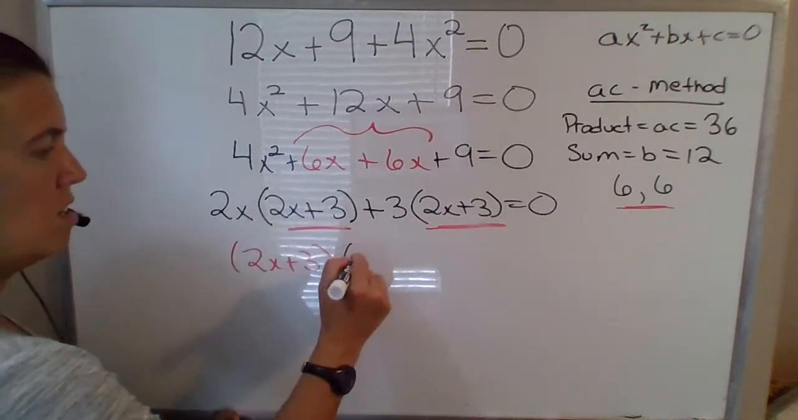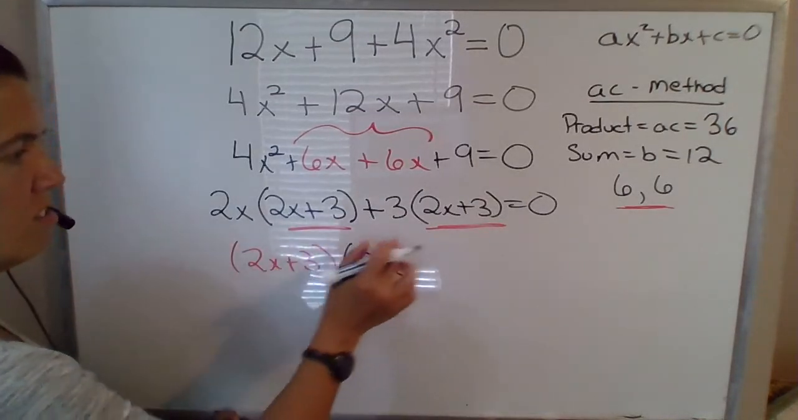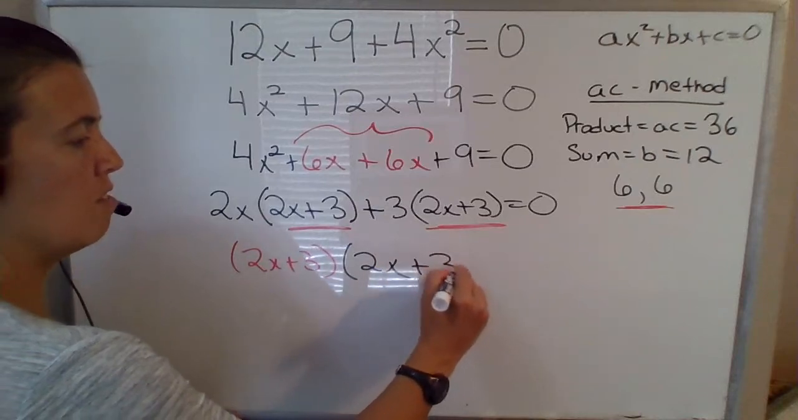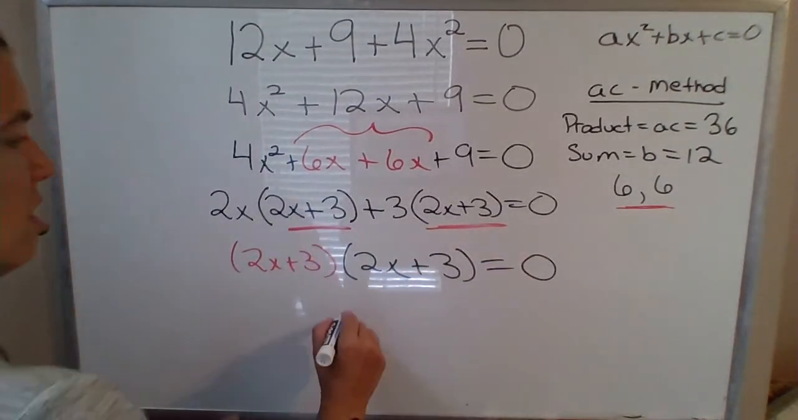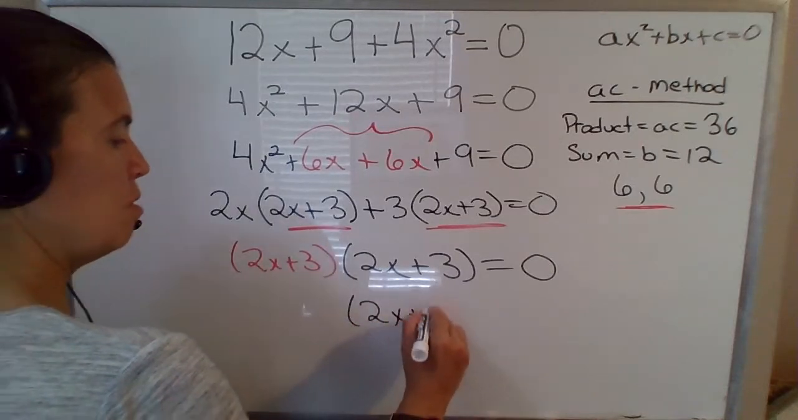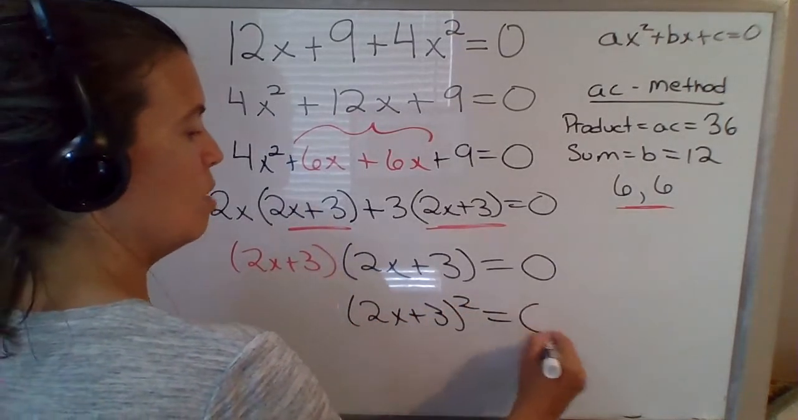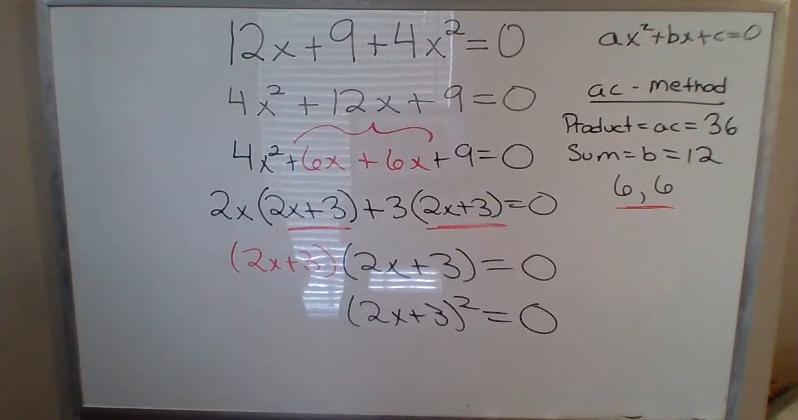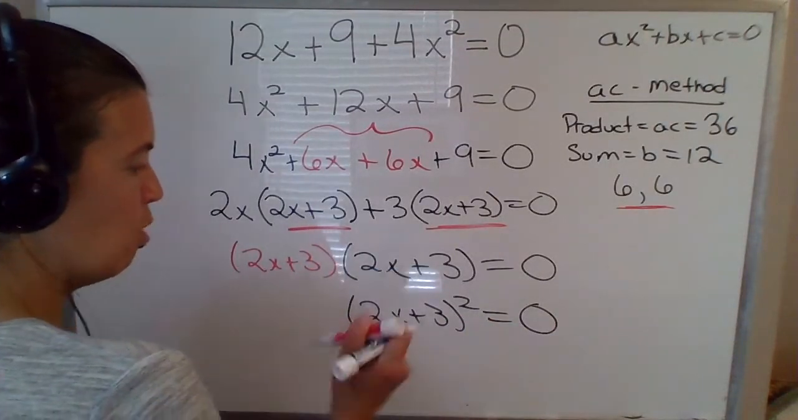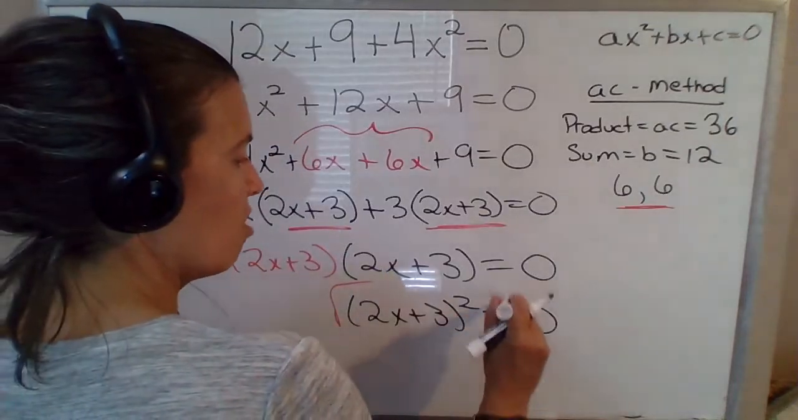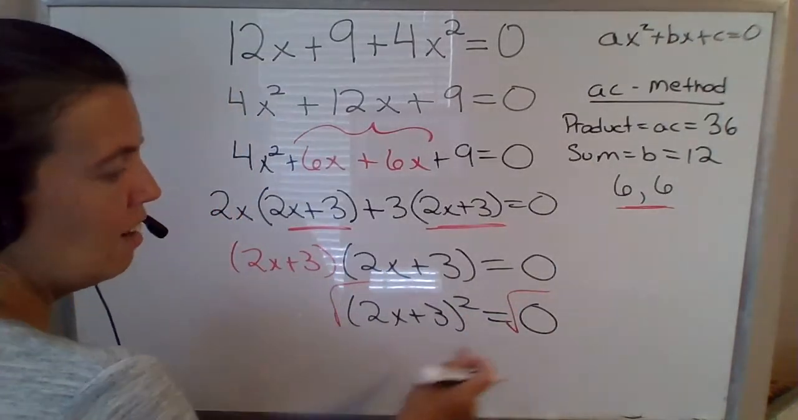I have the 2x here from the first part of this sum, and then plus 3 from the second part of this sum. So this time the expression actually factored as 2x plus 3 quantity squared. That's another way we could write this. And so now technically I could solve using the square root property. Take the square root of both sides. Now I don't need a plus or minus.